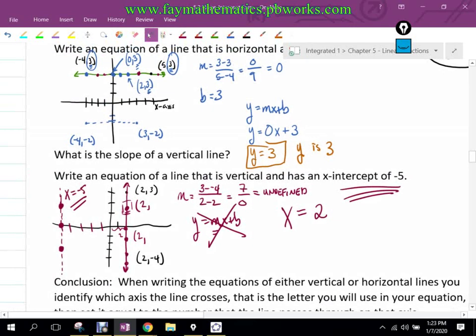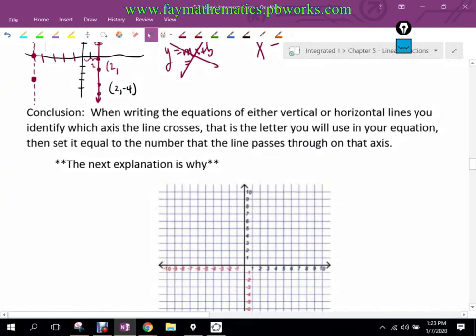So the conclusion, wrapping this all up into a nice little statement that we can use to help us quickly come up with the equations of vertical and horizontal lines, is this. When writing the equation of a vertical or horizontal line, identify which axis the line is going through. If it's horizontal, it's going to pass through the y axis, so that's the letter you choose. If it's vertical, it passes through the x axis, so I choose x. Then I write equals, and then the number that the line passes through on that axis.